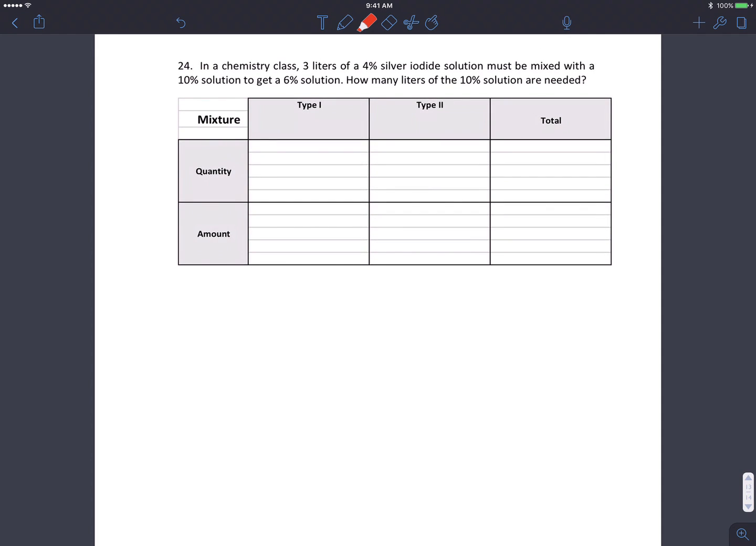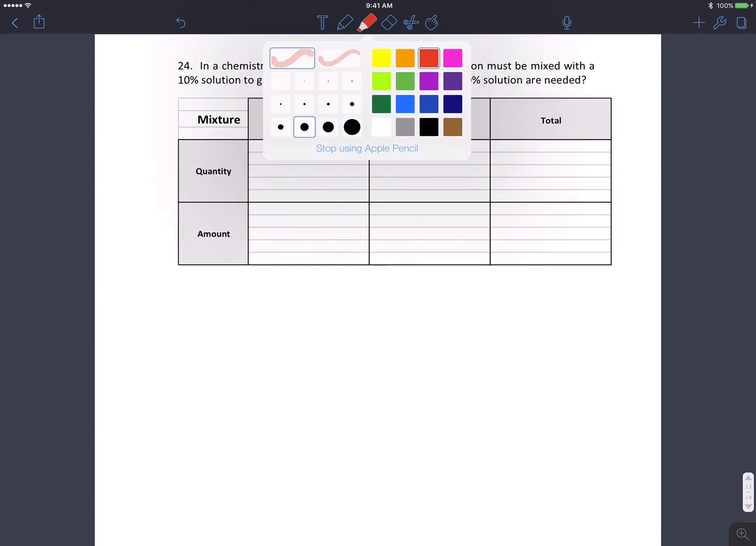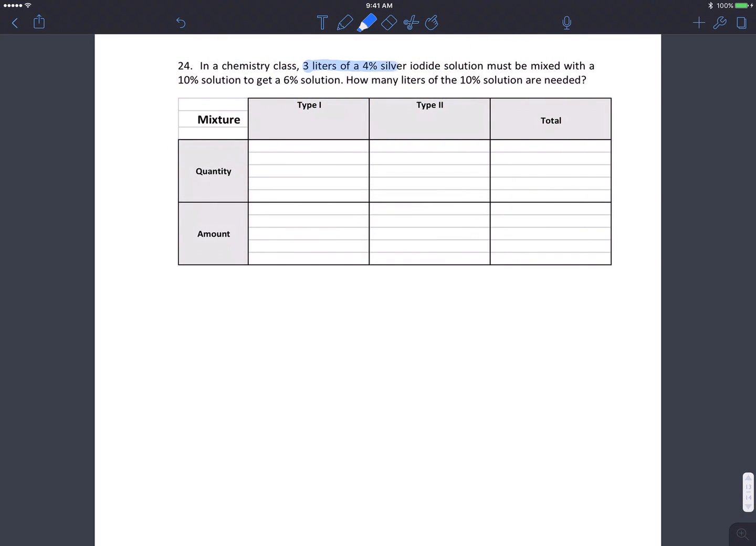Finally, number 24. Chemistry class has 3 liters of 4% silver iodide, and it must be mixed with a 10% solution to get a 6% solution. How many liters of the 10% should be used? Okay, so we got 3 liters of 4% silver iodide must be mixed with, they just say a 10% solution. They didn't say how much the quantity is.